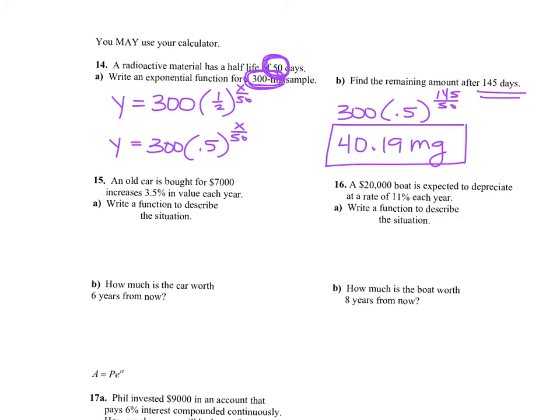Okay, so just remember, half-life, you need a half as your decay factor. That's the one that's going to have the exponent attached to it.